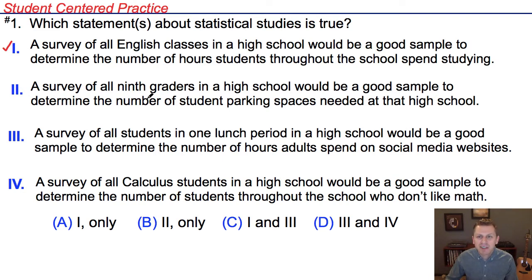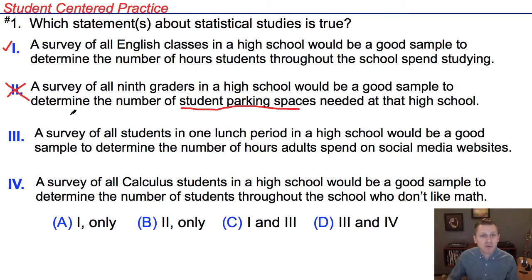Survey the ninth graders in a high school to be a good sample to determine the number of student parking spaces. Well, if you think about a school that does have parking spaces, think about what students need them. Ninth graders wouldn't need parking spaces because they're not old enough to drive. In order to be able to drive in New York, I think you have to be like 16 or 17 years old, which ninth graders wouldn't be. So why would we ask ninth graders how many student parking spaces we need? That sample of ninth graders would be a poor representation of the population.